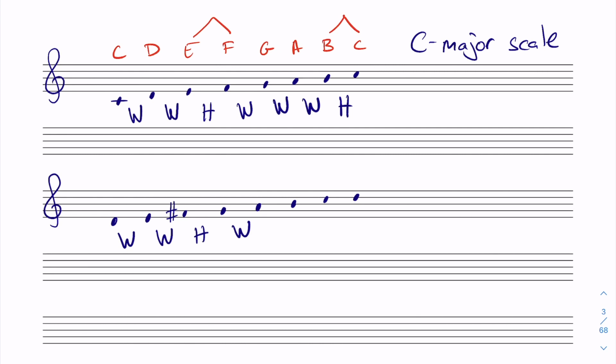G to A is a whole step. A to B is a whole step. B to C is a half step. We need to raise the C again to become a C sharp, and then we have it. So this is the D major scale.